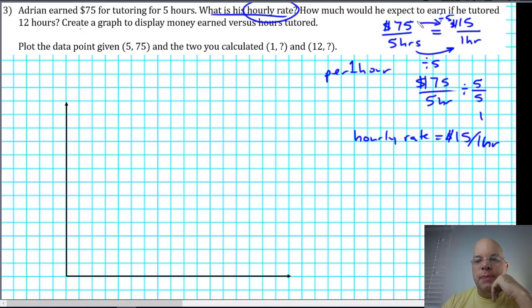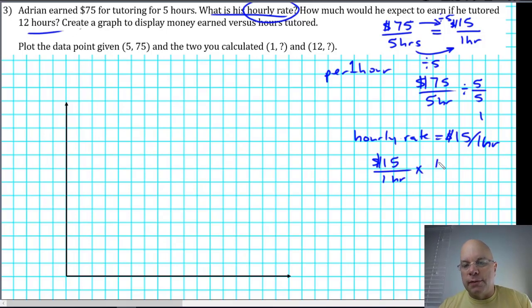How much would he expect to earn if he tutored 12 hours? One of the nice things about knowing the unit rate, if you know it's $15 per 1 hour, you can scale up from that. And for example, for 12 hours, we just multiply by 12/12. Because if I multiply the 1 hour by 12, I get 12 hours. And the $15 multiplied by 12 is $180. So that's $180 for 12 hours.